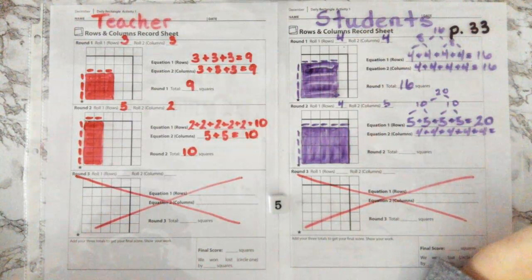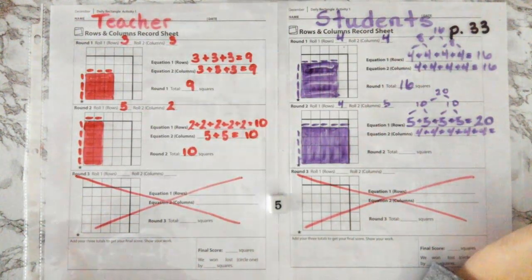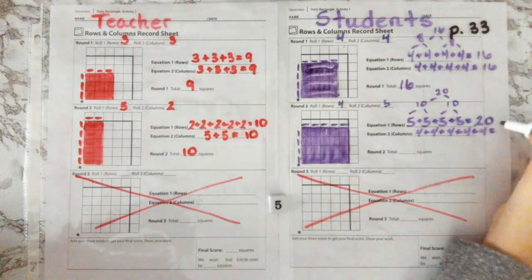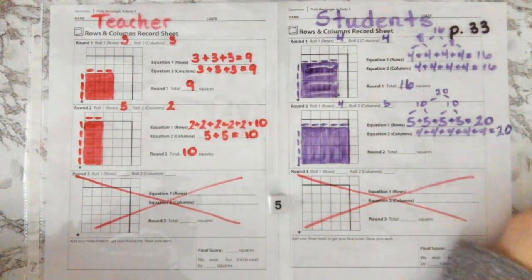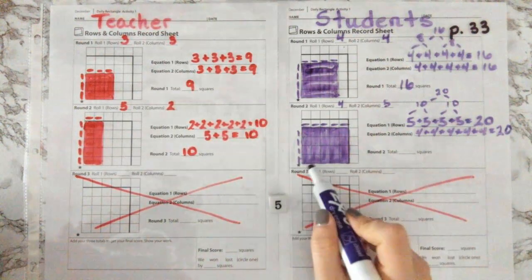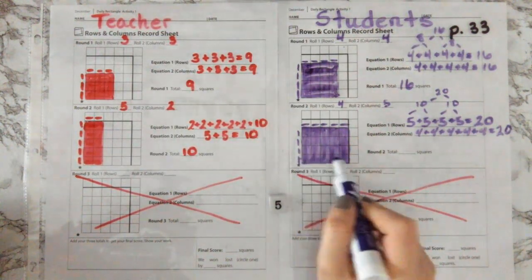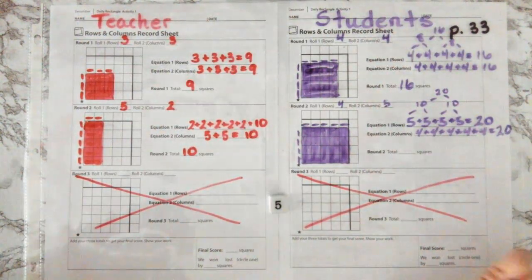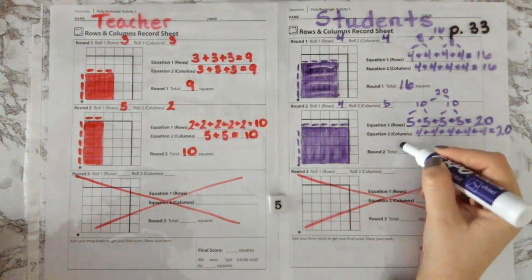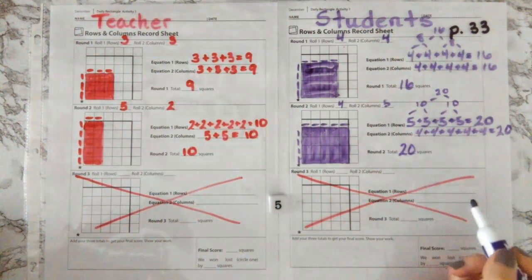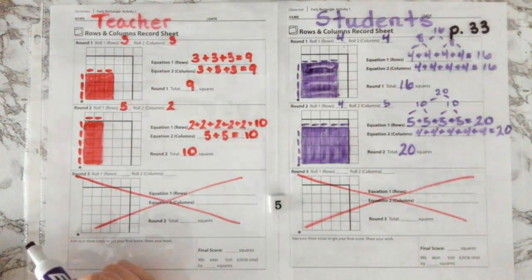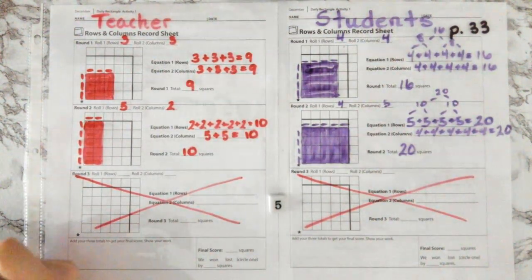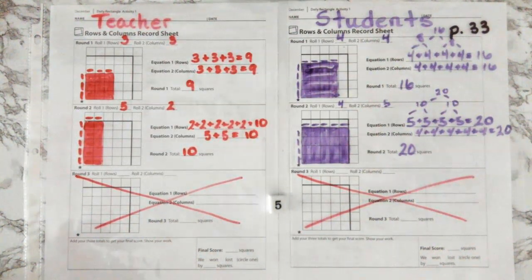Now remember, our rows and columns must be the same in each equation. So our answer must be the same, or it's not the same array. If we're looking at it either way from rows or columns, it still has to have the same answer, or it's not an array. You have 20 squares in your second round. Now we're going to do a little math to add these together to see who won.